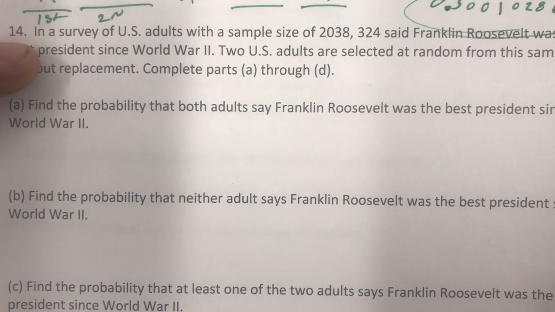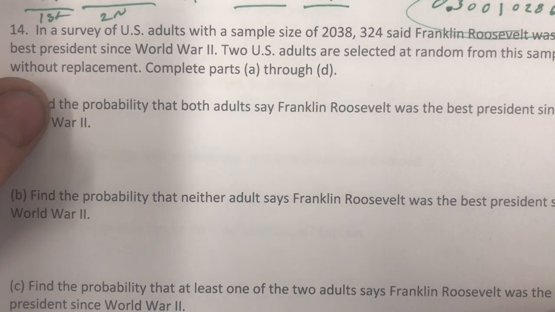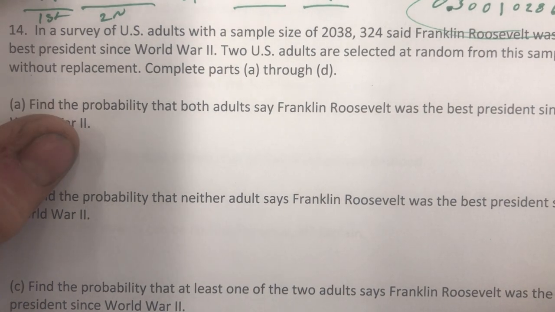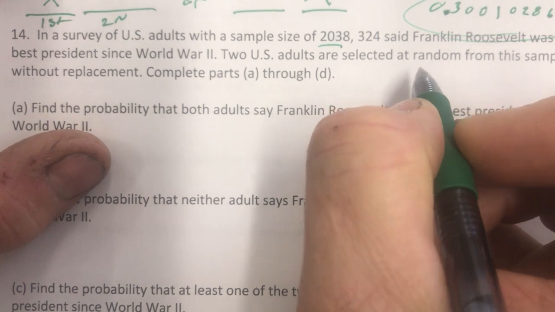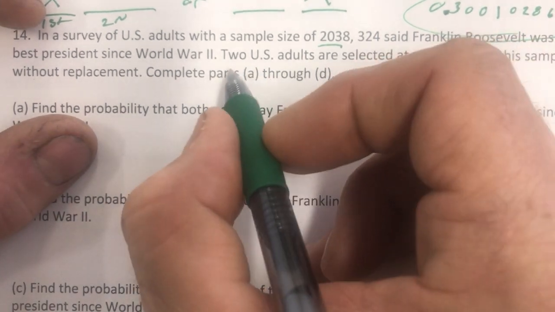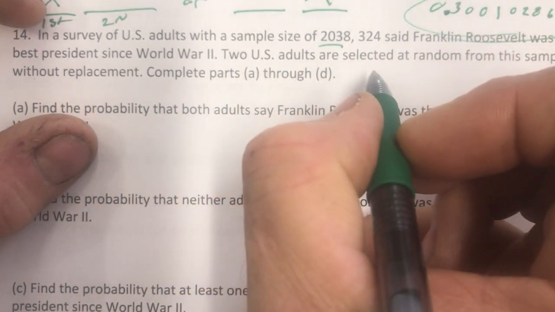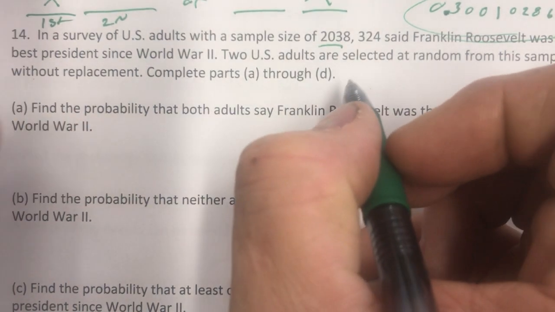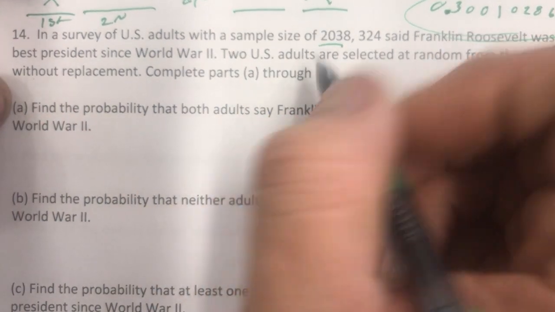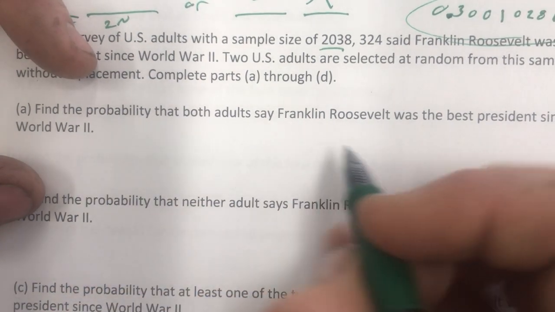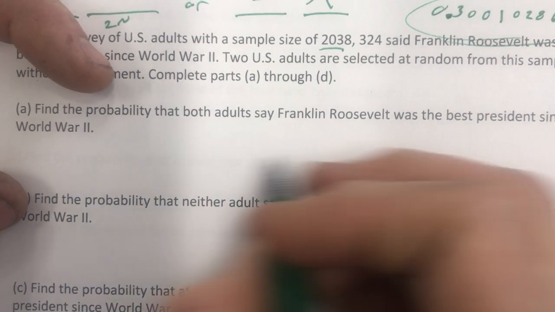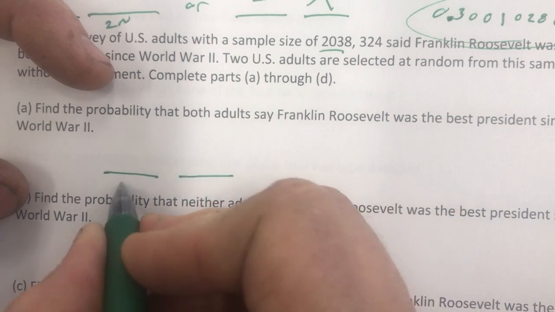We're going to go down to 14 here. In a survey of U.S. adults with a sample size of 2,038, 324 said Franklin Roosevelt was the best president since World War II. 2 United States adults are selected at random from this sample without replacement. Complete parts A through D. So it's going to be similar to what we just did. Find the probability that both adults say Franklin Roosevelt was the best president since World War II. All right, so here's your first adult.